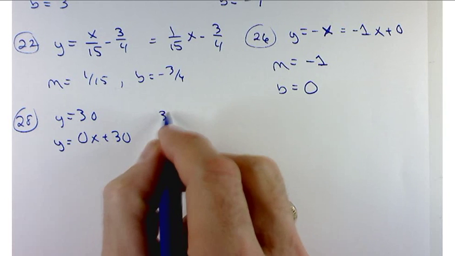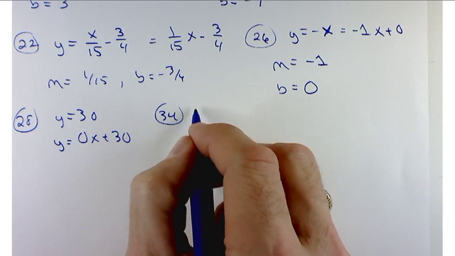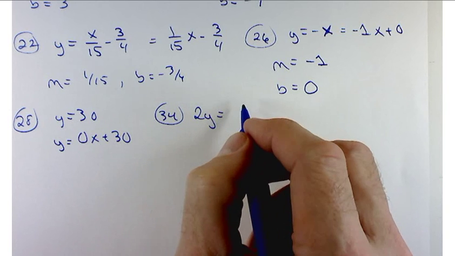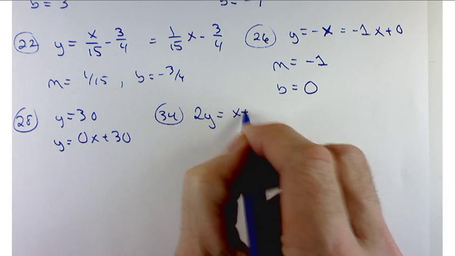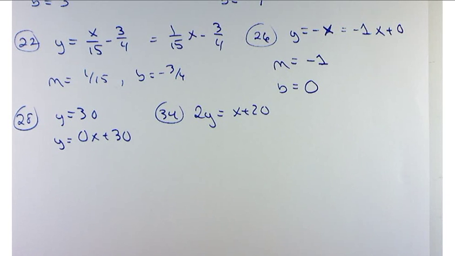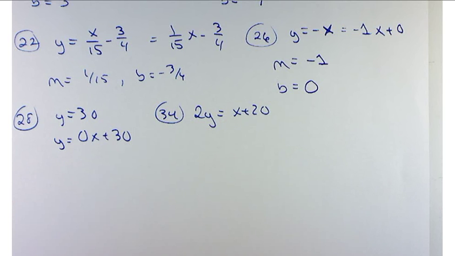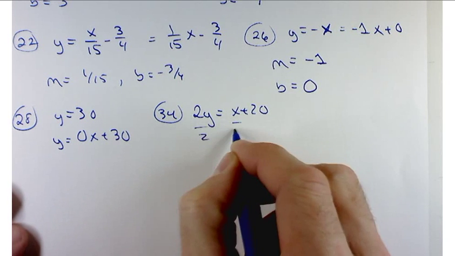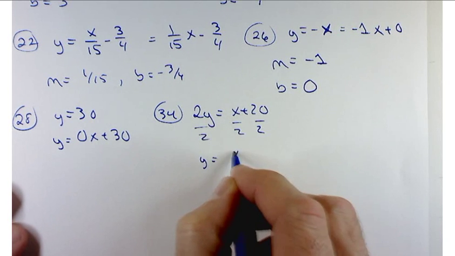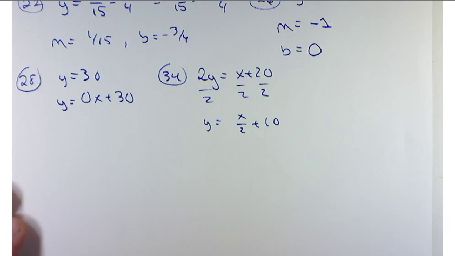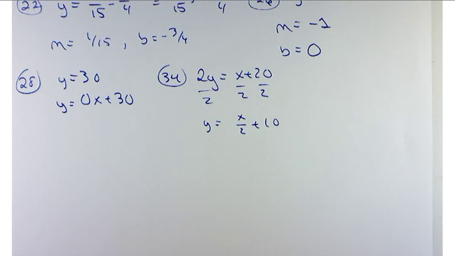How about problem 34? 2y equals x plus 20. Is the slope 1 and the y-intercept 20? No? Victoria, what should we do with that? Good. You need to get y by itself. So we're going to have to divide everything by 2 here first. So we'll get y equals x over 2 plus 10. That's a little closer. I guess it depends on you and how comfortable you are with those types of fractions.